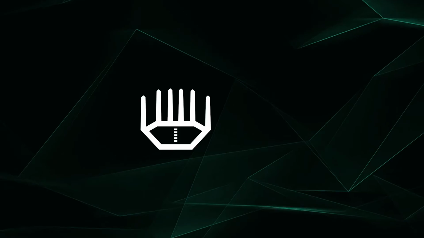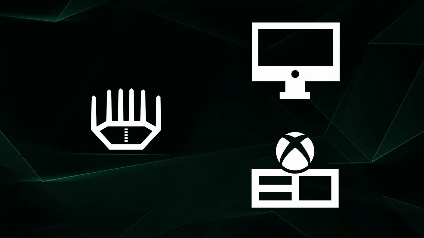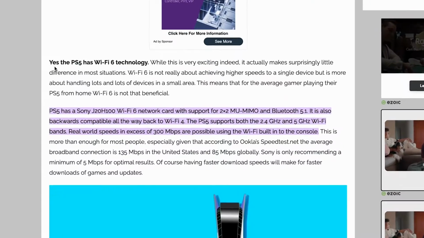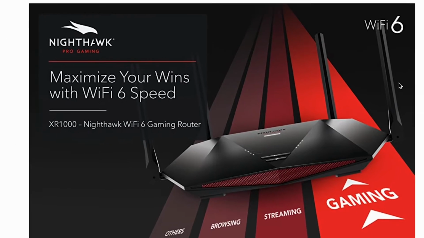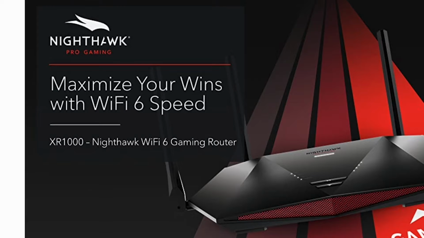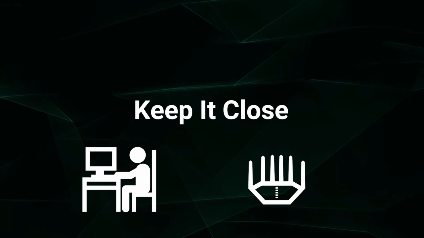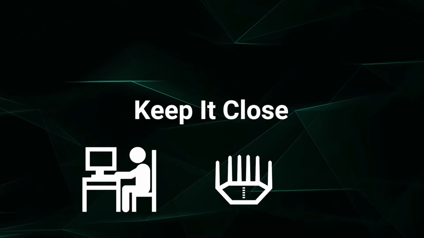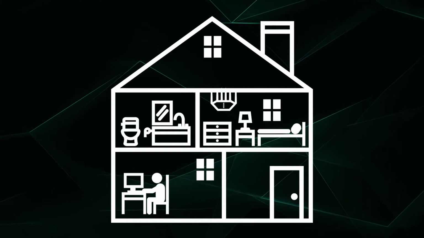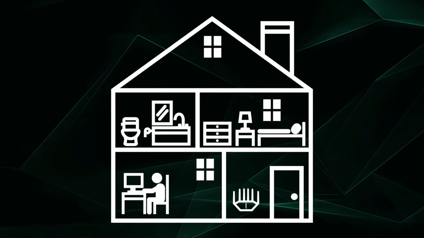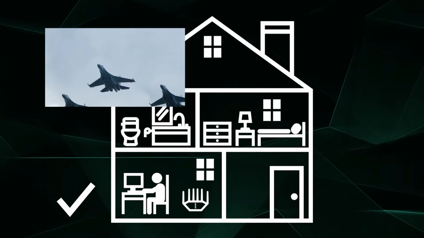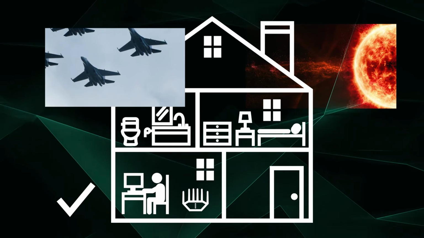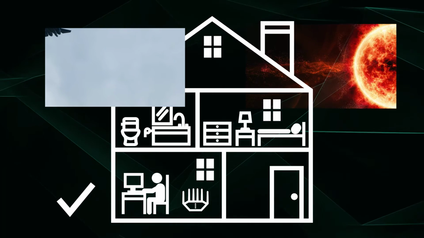You'll also want to make sure your router's Wi-Fi technology matches that of your computer or your console. For example, the PS5 supports Wi-Fi 6, so getting a router that is also Wi-Fi 6 compatible will improve your connection speeds. Finally, make sure your Wi-Fi router is close by and does not have any walls between it and your console or computer. Ideally, have them around 6 feet apart. Then, just hope no military aircraft or solar flares blast in your direction and cause signal interference.